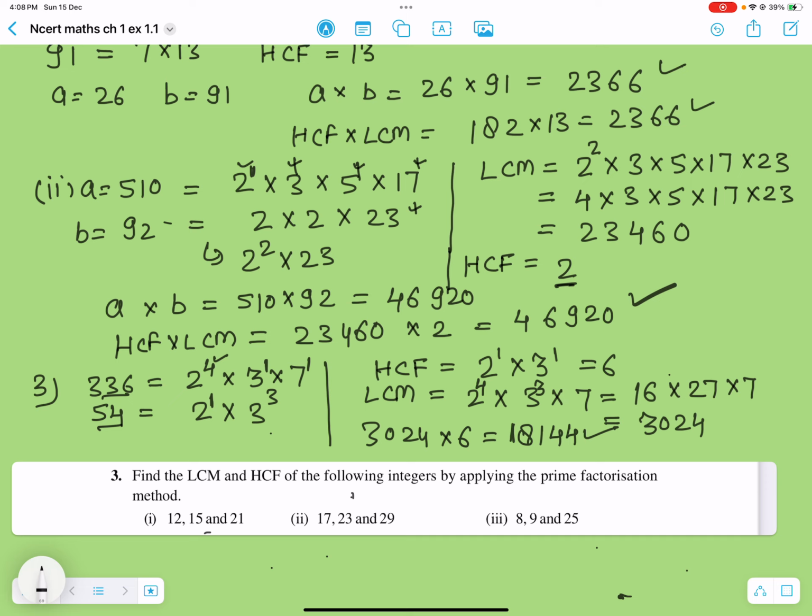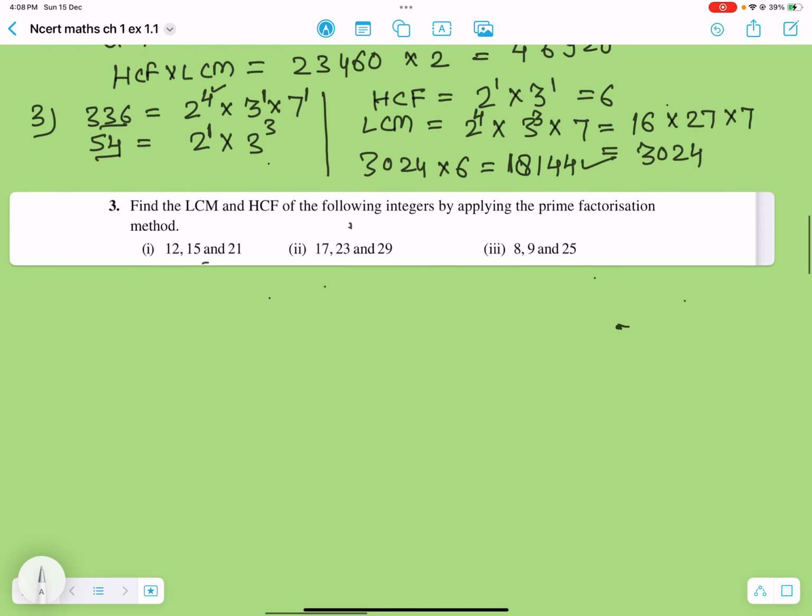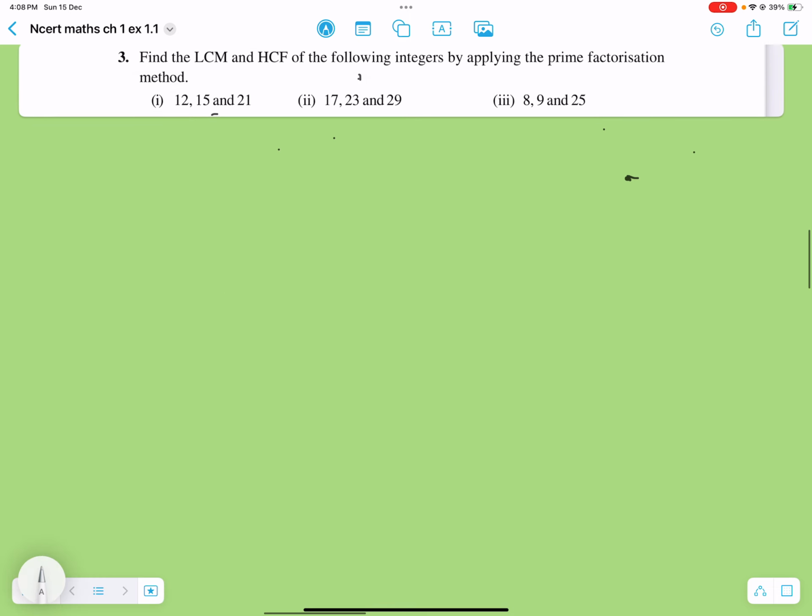So this is a very basic question. I'm sure the board will hardly ask this question. They might ask it, but this is not a strong contender to be part of your board examination. Cool. So let's attempt the next question.